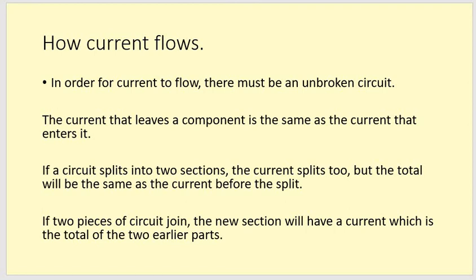And the current that leaves the component is the same as the current that enters it. So the current isn't used up, it stays the same. The only time the amount of current will change is if one circuit splits into 2, or if 2 pieces of circuit join together. And this is important when you are wiring up things such as houses, but it's really simple. If it splits into 2, then the total current in the 2 parts of the split will be the same as the current before the split. And if 2 join together, you just add together the current of the 2 smaller parts to find the current of the new joined part.